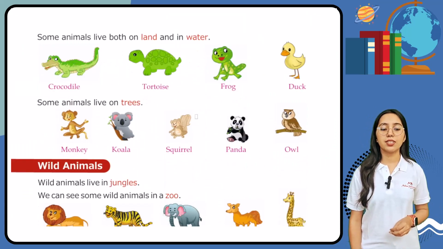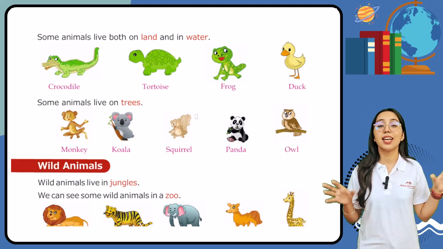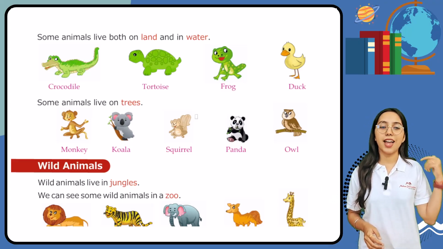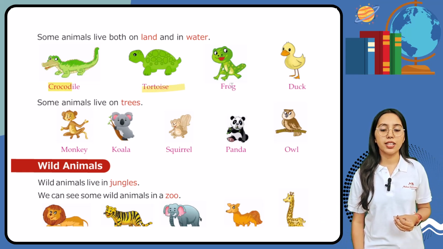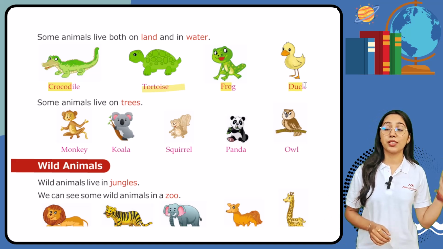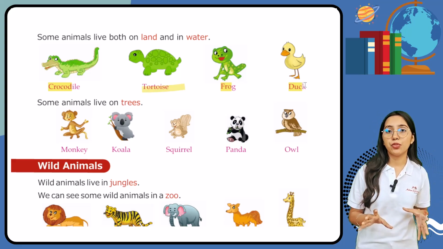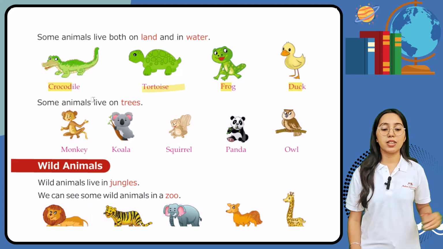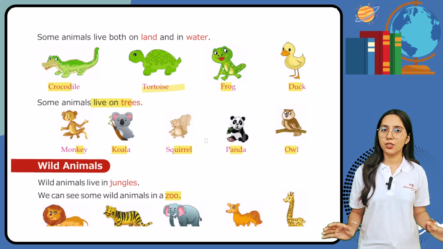Next, we have some animals that live on land and in water. We have certain animals that can live both on land and in water. And what are those animals? We have crocodile, tortoise, frog, duck. These are the animals that can live on both land and water, and these type of animals we call amphibians, right? Now, next we have some animals that live on trees. So we have monkey, koala, squirrel, panda, owl. All these animals live on trees, right?